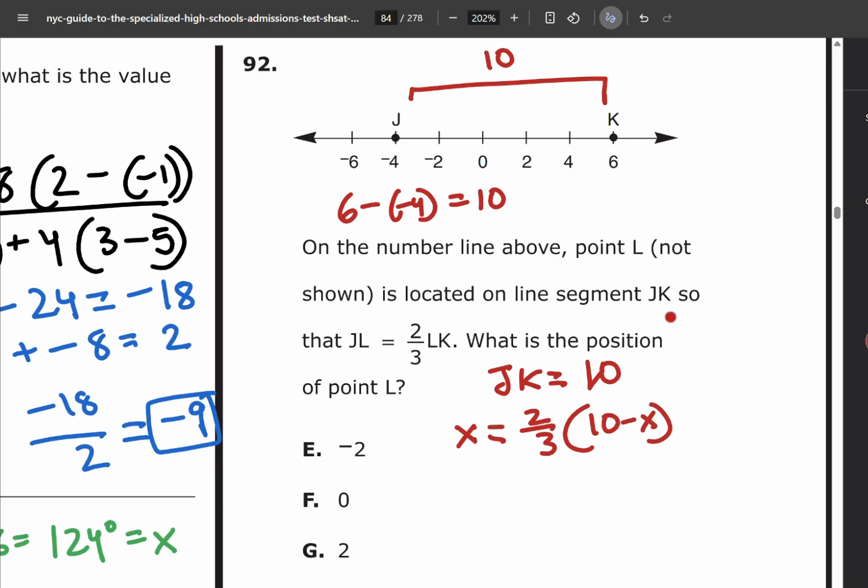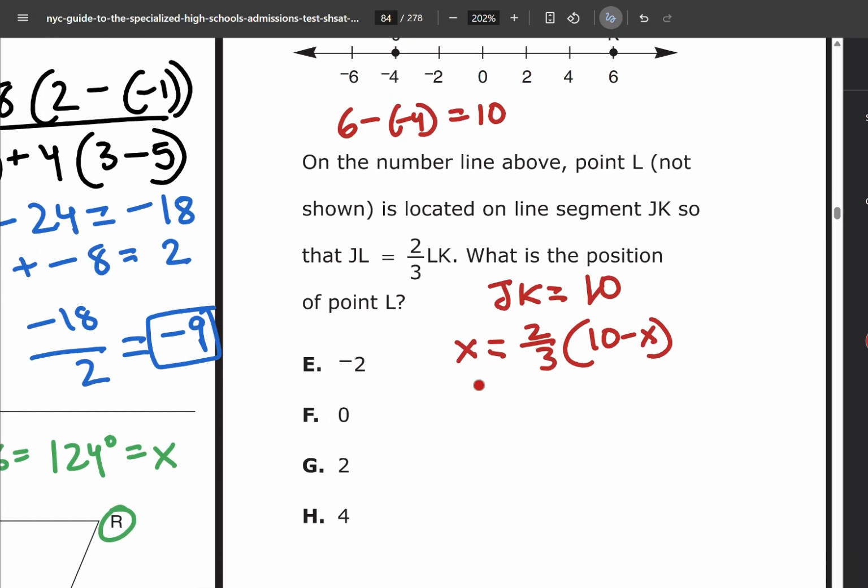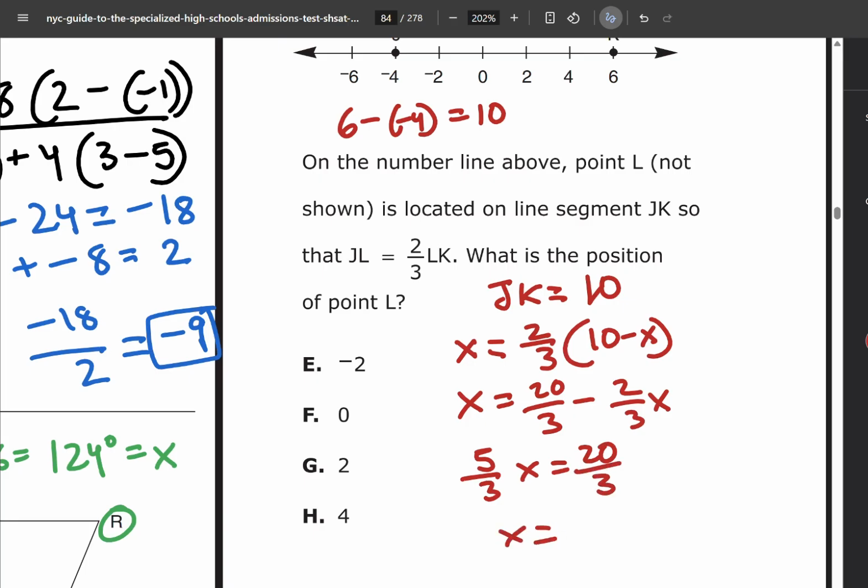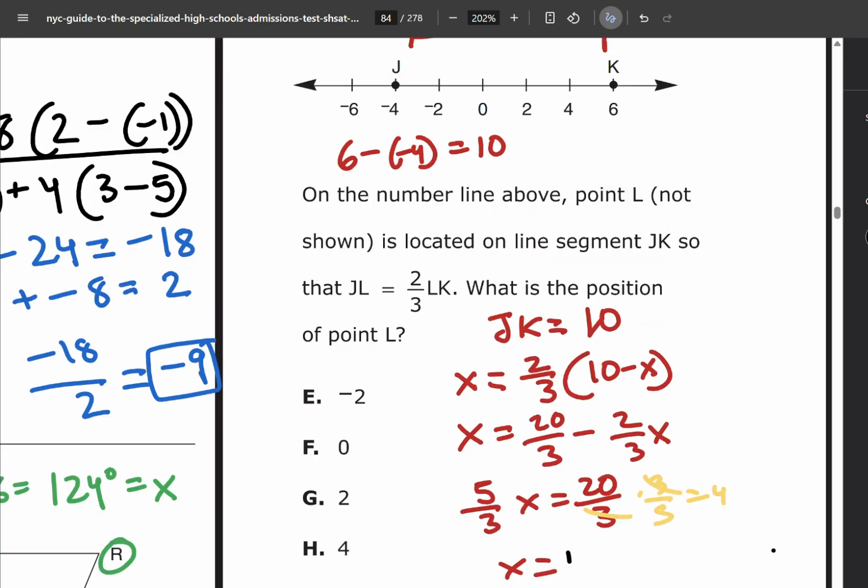So remember, x is how far L is from J. It's not the value of L, but how far it is from J. And that is equal to 2/3 times whatever value LK is. So 2/3 times 10 minus x. That's what we have left. So we're just going to solve just like any other equation. Should be used to this by now, hopefully. 20/3 minus 2/3 x. I'm going to add this to both sides, and that will be 5/3 x is equal to 20/3. Then x is equal to 4.